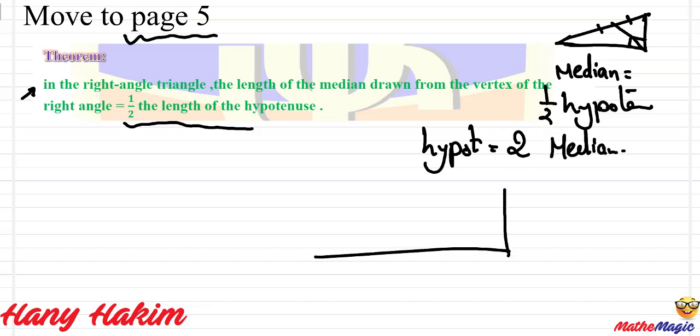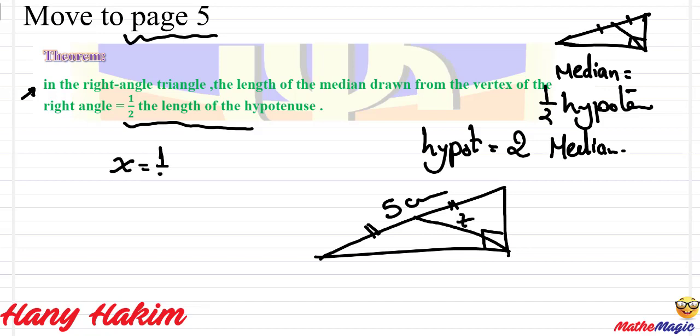For example, if I have a triangle like this, the hypotenuse is 5 centimeters and I draw a median from the right angle. So if I refer to the median by x, so x equals half of that 5, to get x equals 2.5 centimeters. Another example.